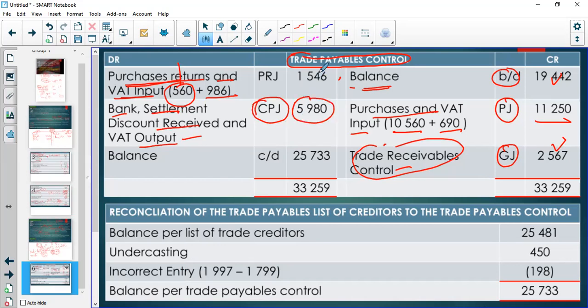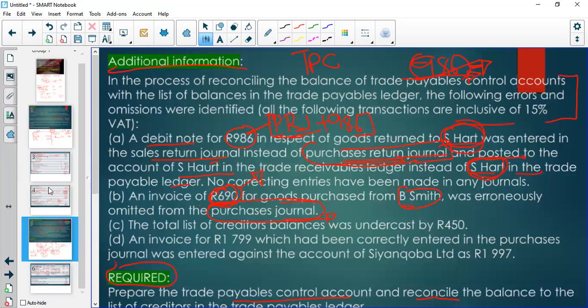Now, after all these entries, the next thing is for us to do a balancing of the trade payables control. All right, and balancing should be a simple thing for you now. So the bigger side is the credit side. Then the balance carried down. This is the correct amount of trade payables that we have to include. When we include it in the statement of financial position, we're going to take this amount. So if you look at that amount which we got and compare it with what they have here.